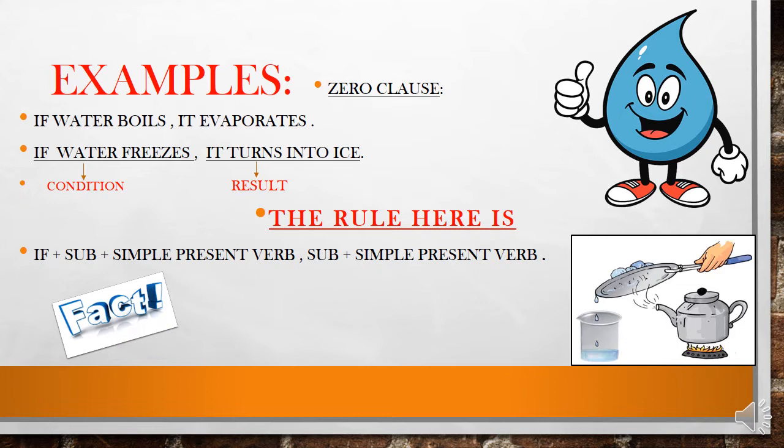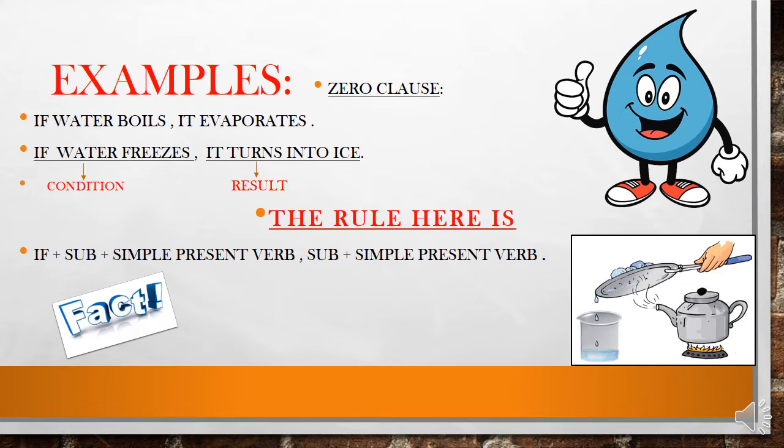Okay, so if you notice here, the first part with if is the condition, and the second part is the result of the condition. Now in this clause we don't have will with the simple present verb, with the infinitive verb. Why do we use will with the infinitive verb? To express something about the future. But here in the scientific facts, we don't have something to expect or to predict because they are fixed. So in this condition, we have zero prediction. Why? Because it is fixed.